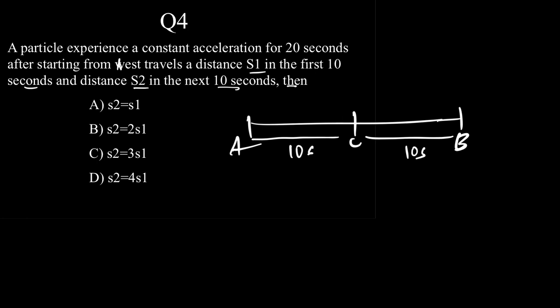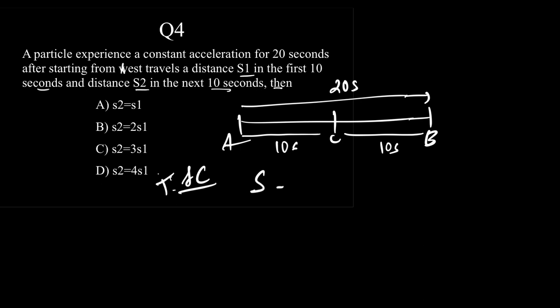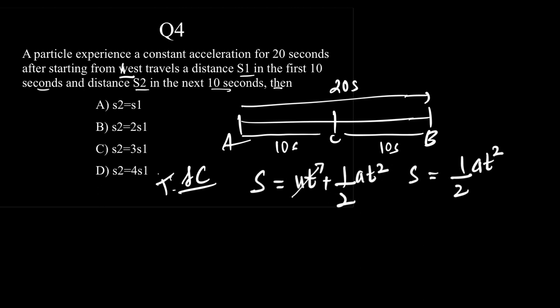A particle experiences a constant acceleration for 20 seconds. So the whole time period here is 20 seconds. Let us see the time interval AC. For the time interval AC, what can we write the displacement-time relationship as? It can be written as s is equal to ut plus half a t squared. Since the body starts from rest, the initial velocity is equal to 0, which means s is equal to half a t squared.